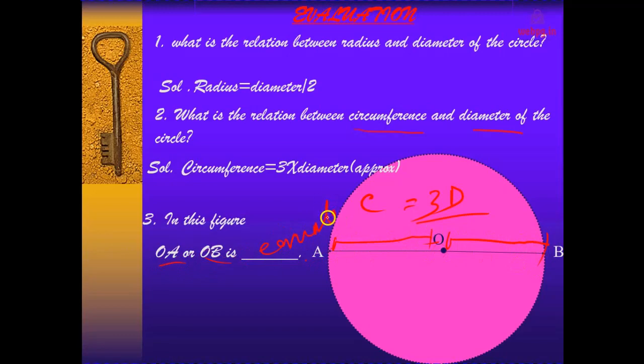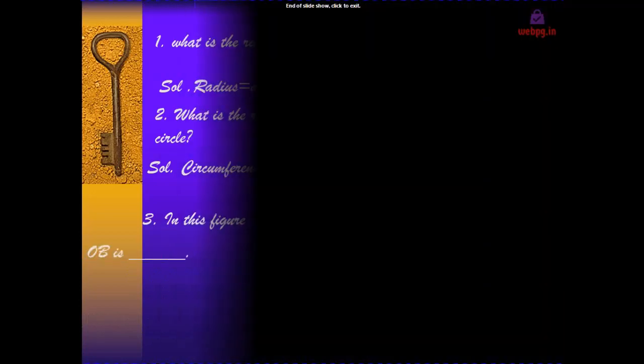And in this figure, let's see what they are asking. OA and OB are equal, definitely. The distance of OA equals the distance of OB, so they are equal, right? This is our radius, obviously, and if we say this is AB, then AB is a diameter, and both are equal, and this is a radius. So now we move on to the next. O is the center of the circle.